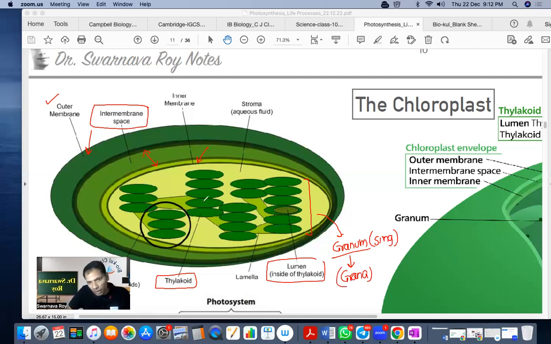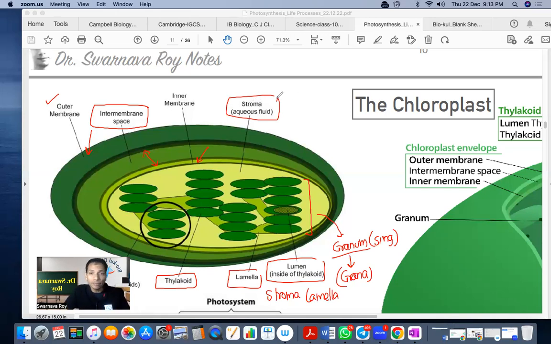You can see between two grana, there is this connection, which is called the lamella. It is also called the stroma lamella. Why stroma lamella? Because this aqueous fluid that is surrounding these grana is called the stroma. So the stroma is basically an aqueous fluid, and the grana and the stroma lamella are basically floating on the background matrix called the stroma.